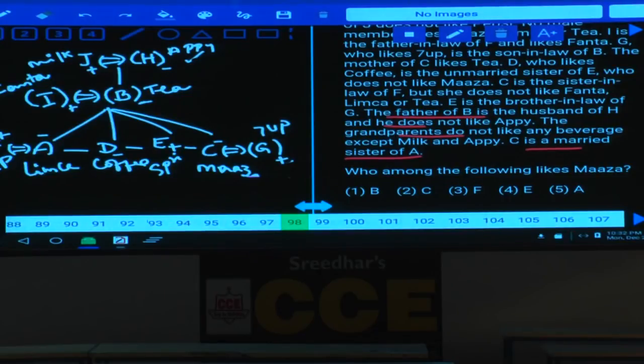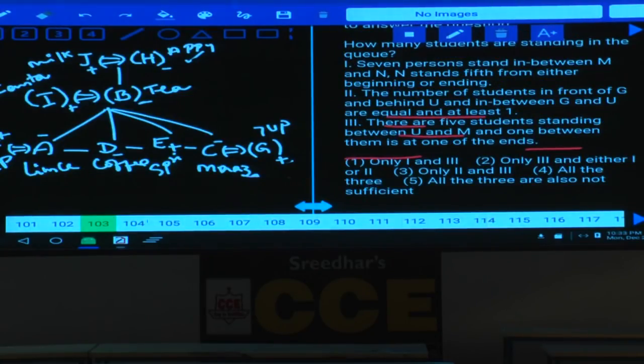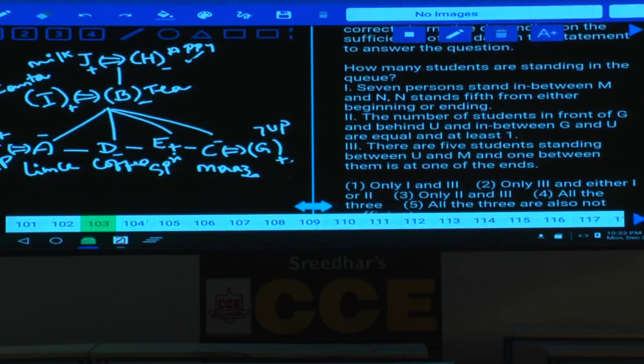Yes. Next one, please. First, write down this arrangement, then let us discuss question numbers 103 to 107, data sufficiency or the puzzles. Tell me, which one do you want me to discuss? Now in this one, how many students are standing in the queue?